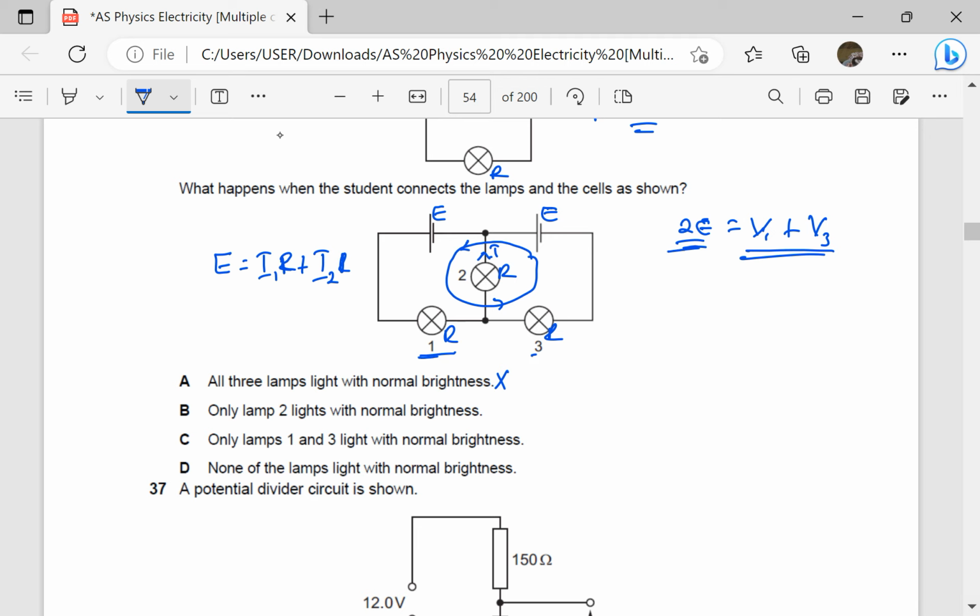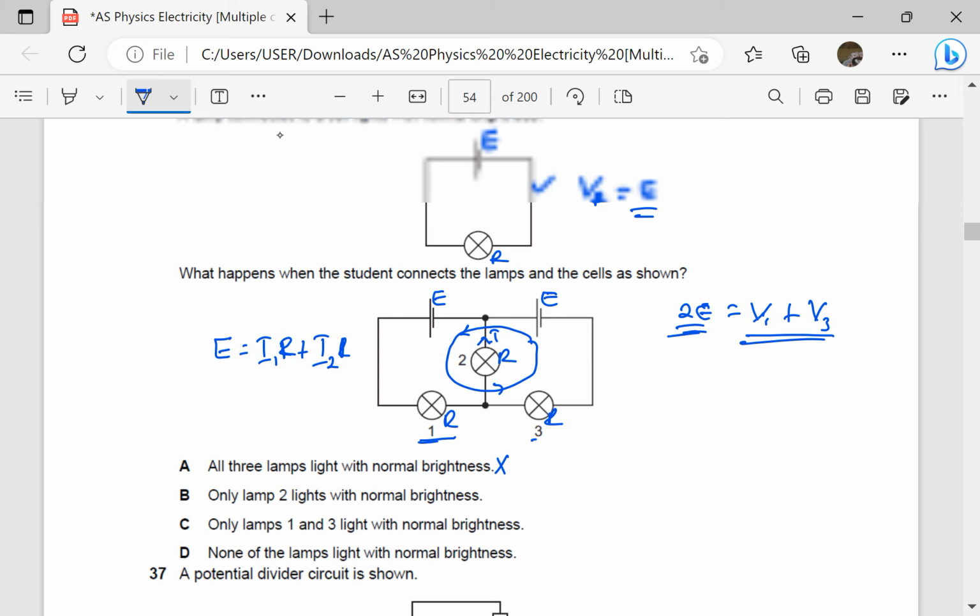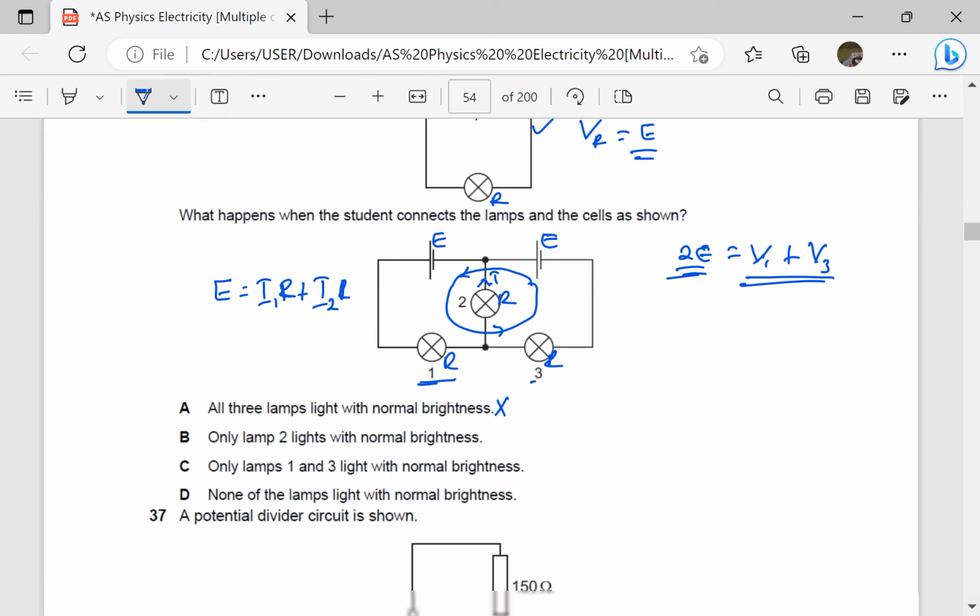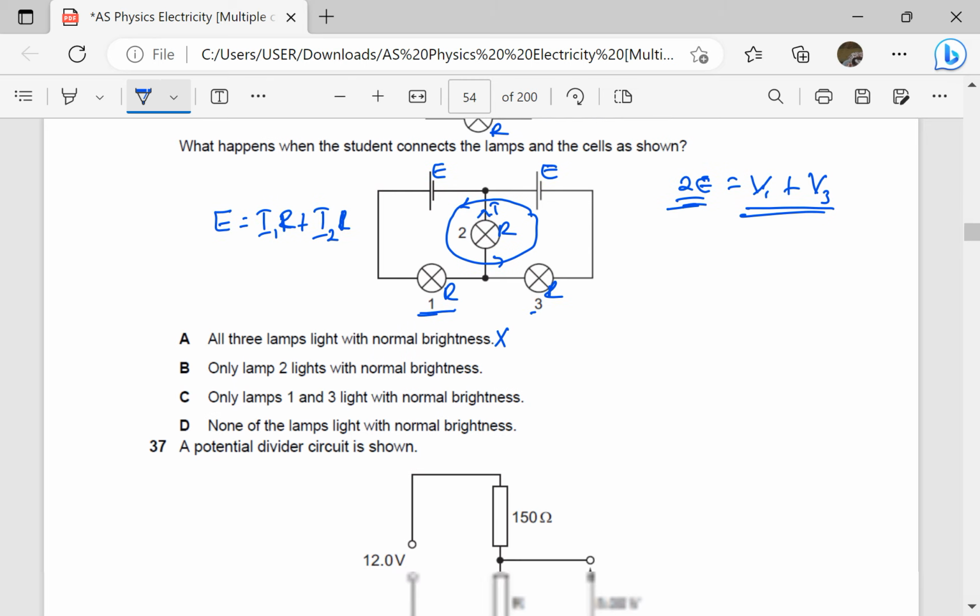Since this is twice, and yet the PD across 1 was E, it means the EMF is twice. Therefore, the PD across each of these could actually be equal to the EMF. Therefore, this is going to be C.